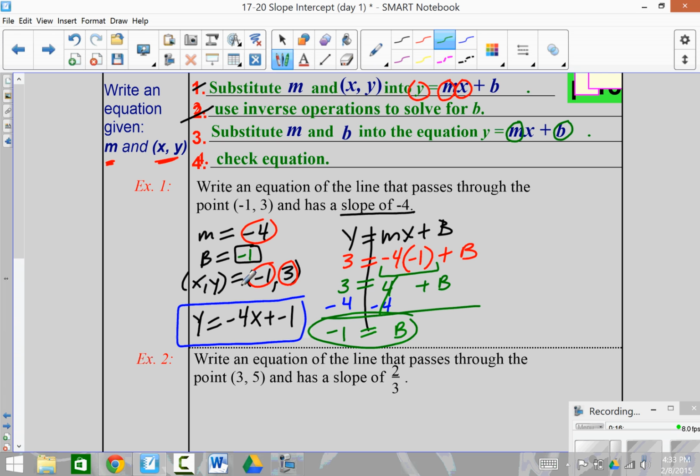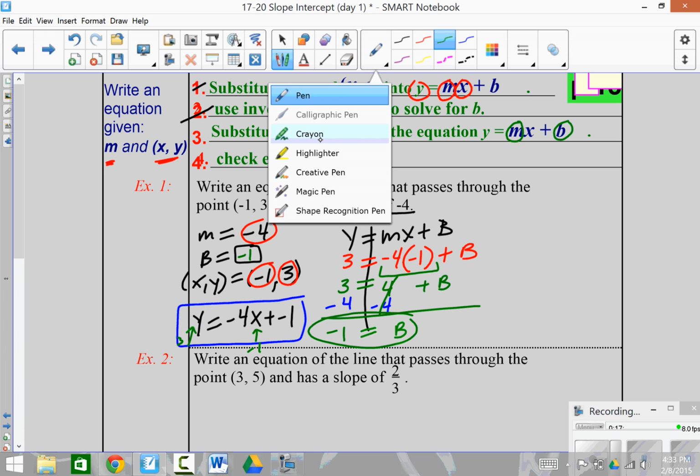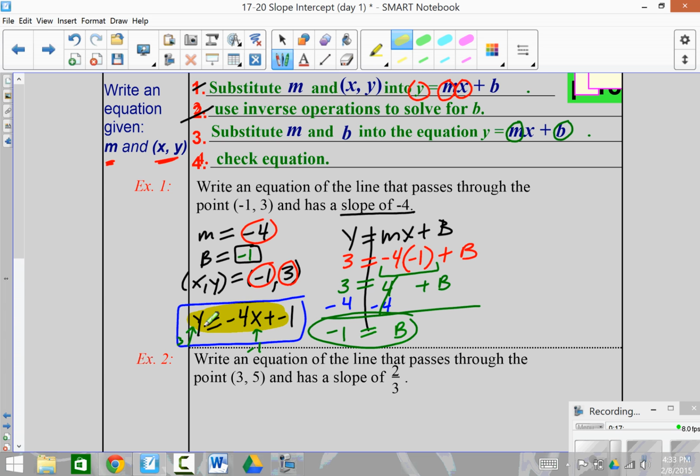Okay, step 4 here, let's make sure it actually works. Let's take our ordered pair, the only ordered pair that's given to us, and make sure if I put in a -1 for my x, it should calculate out to be a 3. So we can just do mental math. -4 times -1 is 4. 4 plus -1 does equal 3. So it does check out. So final answer here then, you would just be left with y equals -4x plus -1.